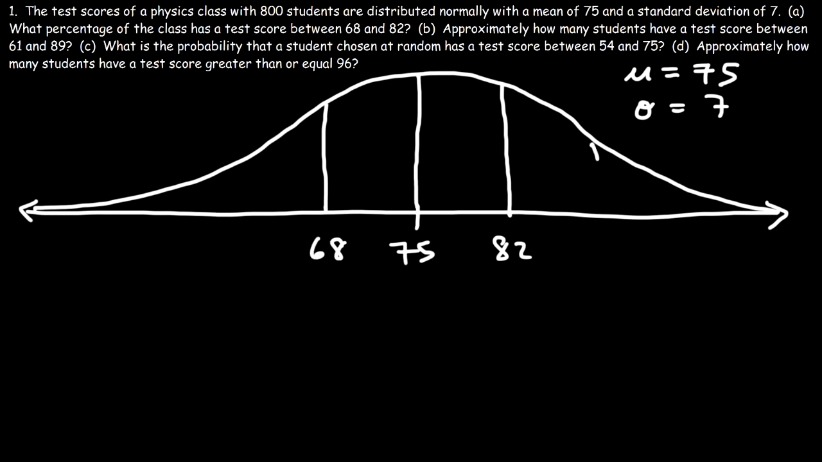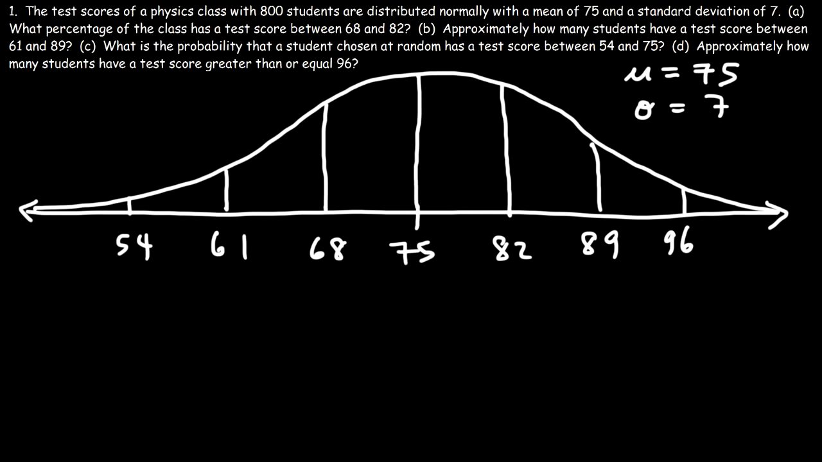Now, let's move another standard deviation away from the next number, from 82 and 68. So 82 plus 7 is 89. 68 minus 7 is 61. Now, let's do it one more time. 89 plus 7 is 96. 61 minus 7 is 54. And we could stop here.